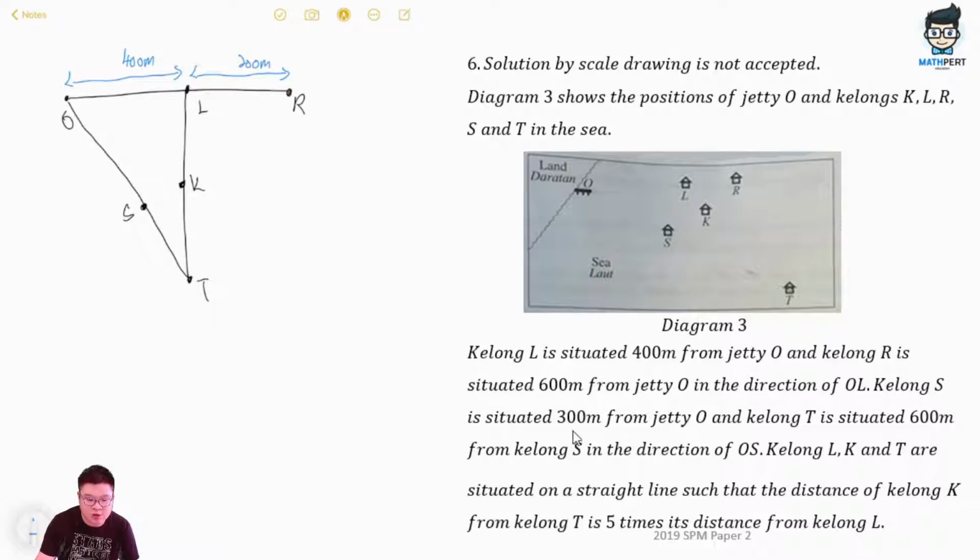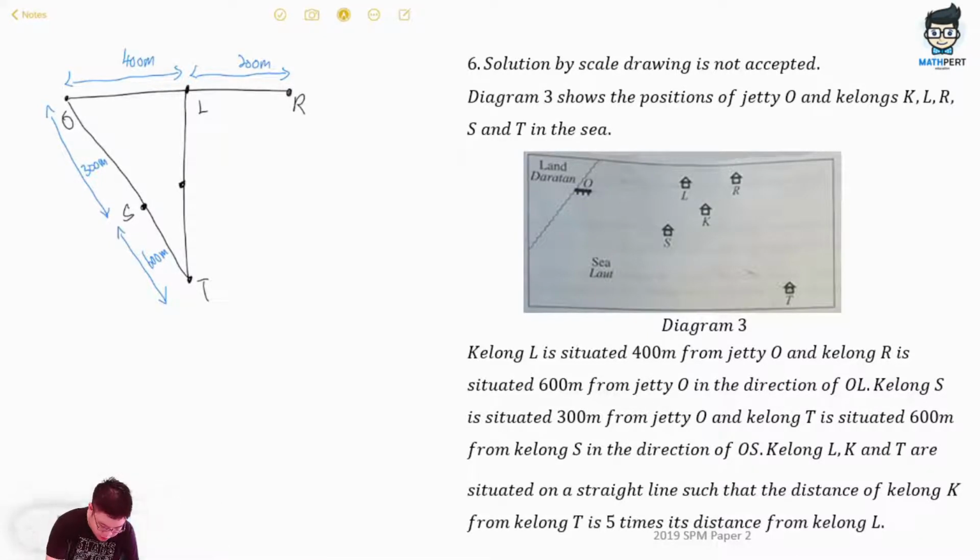Column S is situated 300 meters from jetty O. And column T is situated 600 meters from column S in the direction of OS. So S to T is 600 meters, which means O, S, T are on a straight line as well. Column L, K, and T are situated on a straight line such that the distance of column K from column T is 5 times the distance from column L. So we are using ratio in this part.